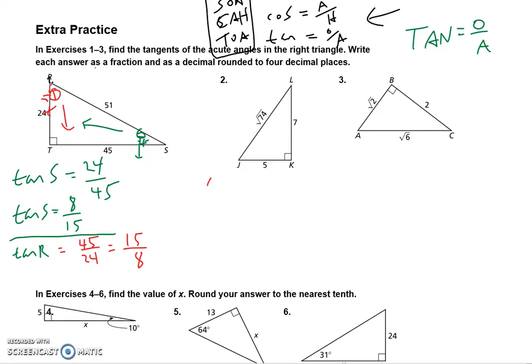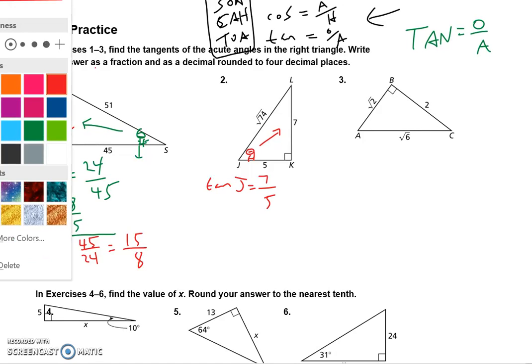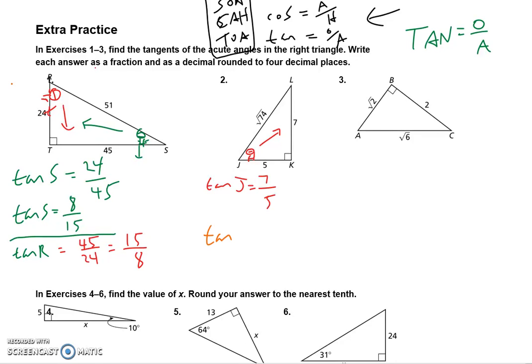For this one, we have tangent of J equals, so tangent, here's the guy, opposite is 7, adjacent is 5. Then tangent of L would be this one here, would be 5 over 7. It's just backwards.